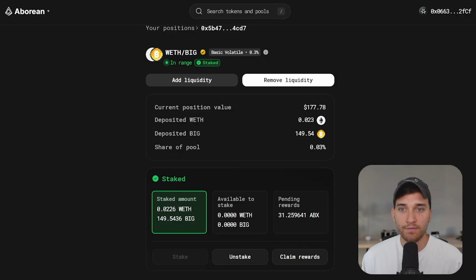The current price of ABX is around 10 cents at the time of recording this. So if we just divide this by 10, it's around $3.10 in rewards in the form of ABX token that I can claim as a reward for depositing my liquidity into this pool.